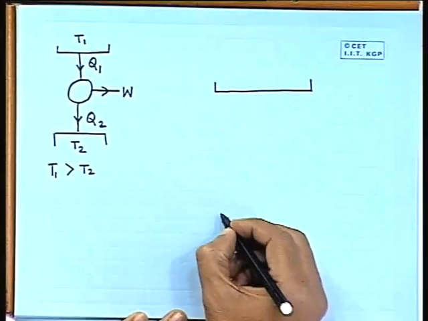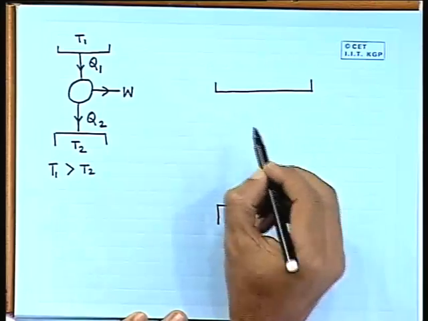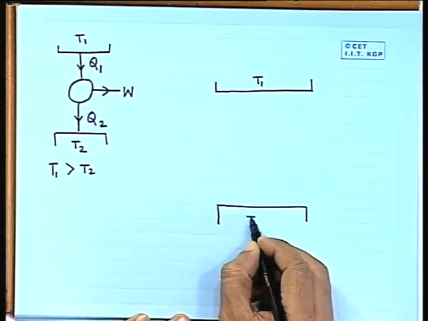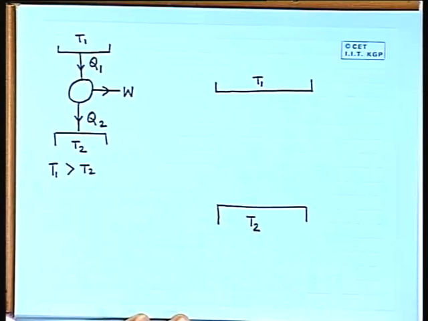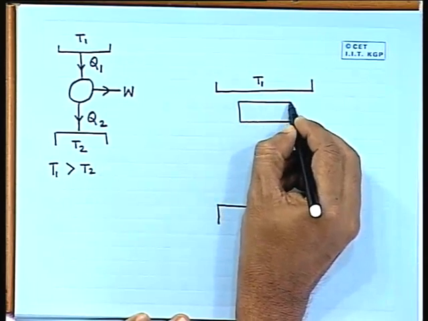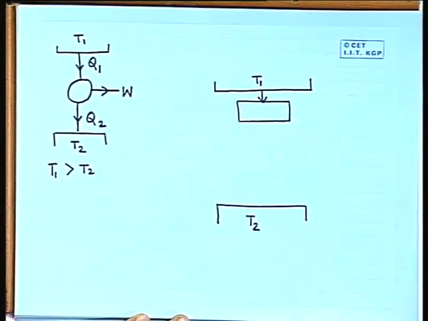So, in our heat engine cycle there should be one heat source and one heat sink. In the Carnot cycle also there is one heat source and one heat sink. Let us say this is our heat source and this is the heat sink. Energy will be supplied from the heat source to this engine or to the Carnot cycle.